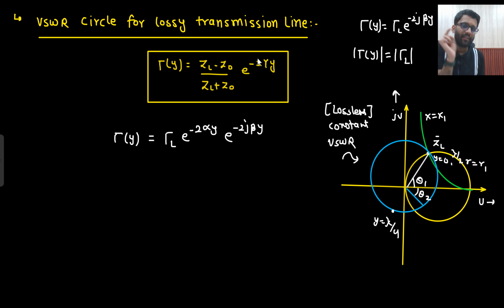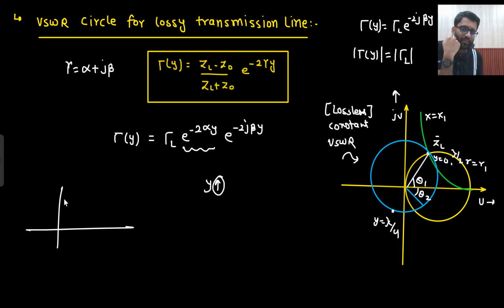How can I write it? Because gamma is equal to alpha plus j beta. So if I open it up, what do I get? Gamma L e to the power minus 2 alpha Y e to the power minus 2j beta Y. So here there is this extra term. So as Y increases, what will happen? This term will go down.